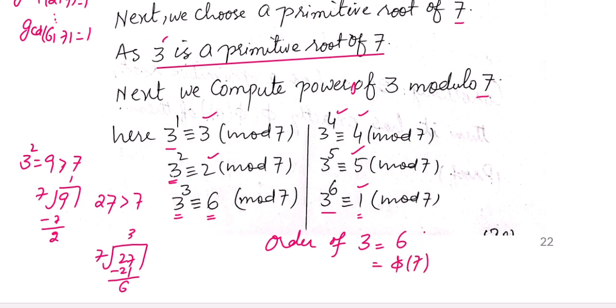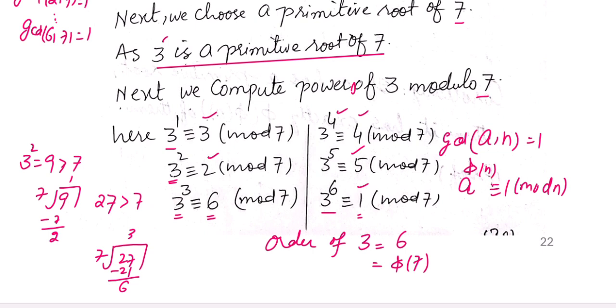What is the definition of order of an integer modulo n? The definition says, suppose a is relatively prime to n, that is GCD of a and n is 1, then a is called a primitive root of n if its order is phi n. That is to say, a raised to power phi n is congruent to 1 modulo n. So if the order of an integer is phi n, then it is called a primitive root.